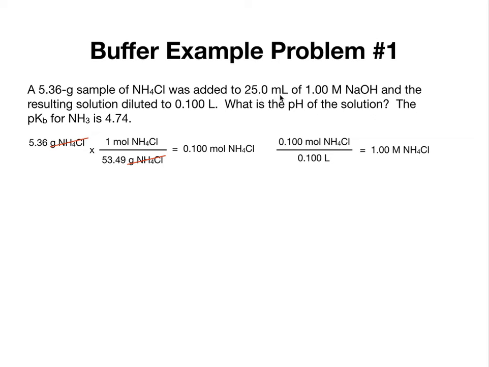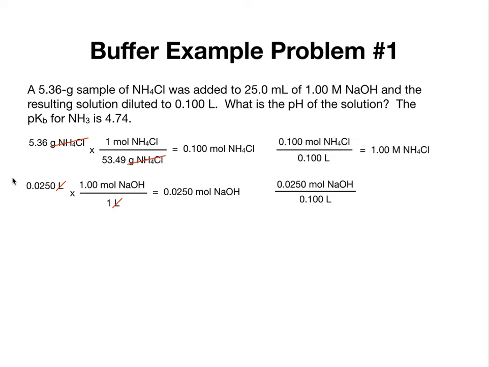Now, we've got 25 milliliters of 1 molar sodium hydroxide. We're going to take the 25 milliliters, convert it to liters, and multiply that by the molarity of the solution. The liters cancel. That would give us 0.0250 moles of sodium hydroxide. We divide that by the 0.1 liters. So that gives us 0.250 moles per liter of sodium hydroxide.